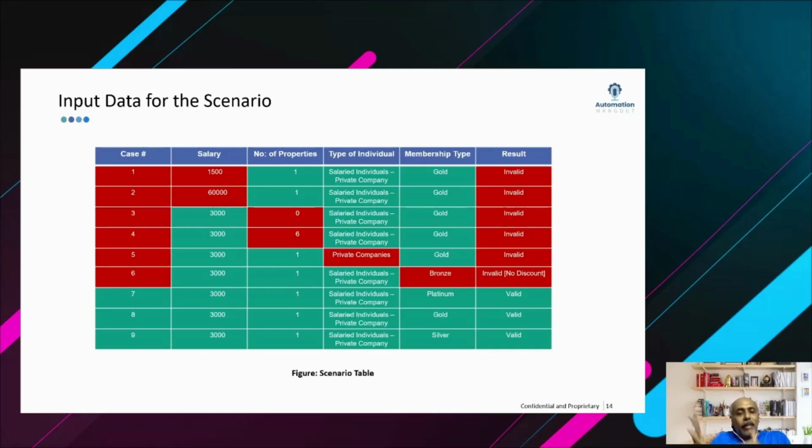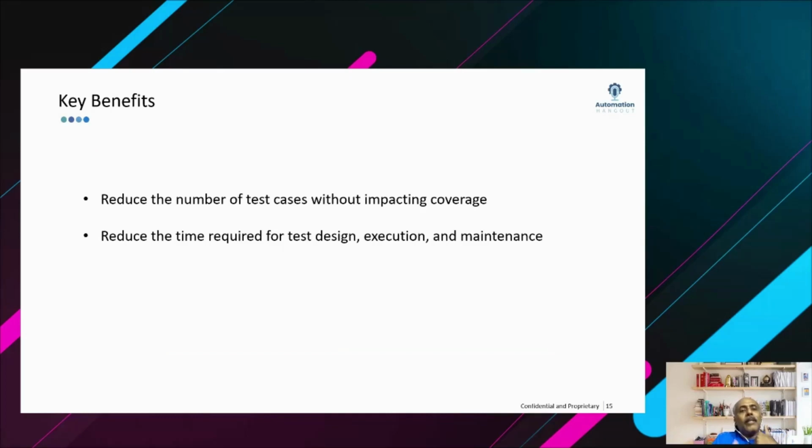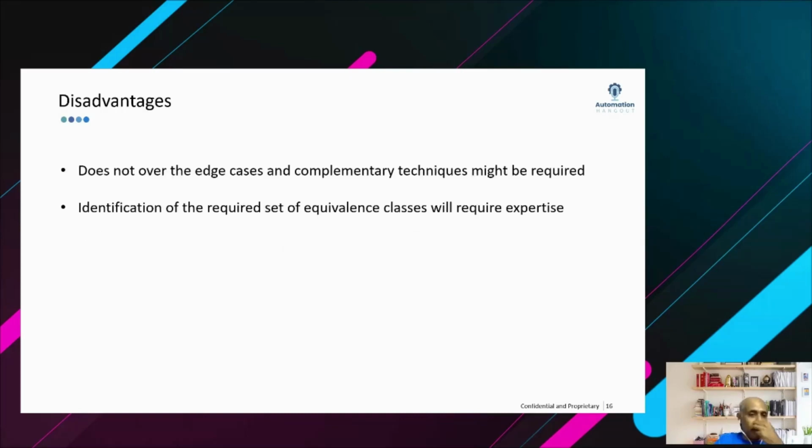So in this case, I've combined all these classes that we derived into a single table, a scenario table that helps me test this particular scenario to the fullest extent. Now, this technique is very beneficial because you're going to reduce the number of test cases that you write without impacting any kind of coverage. So it doesn't impact quality in any way. And at the same time, since I have fewer test cases, I'm going to spend less time writing test cases, designing them, executing them, as well as making changes. So the effort is also going to reduce because I'm optimizing my test cases.